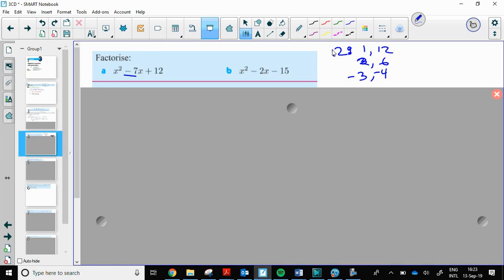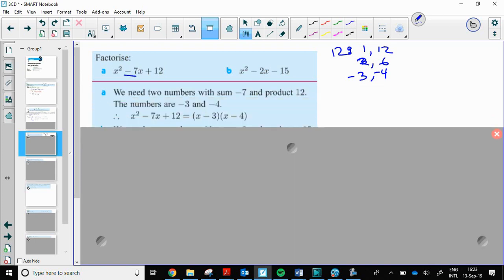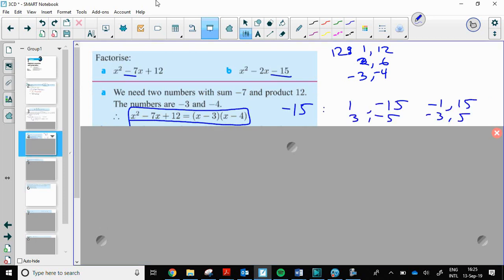If I make them -3 and -4, they still multiply to 12, and now they add up to -7. So those are my numbers. That factors into (x - 4)(x - 3). Same thing on the right.